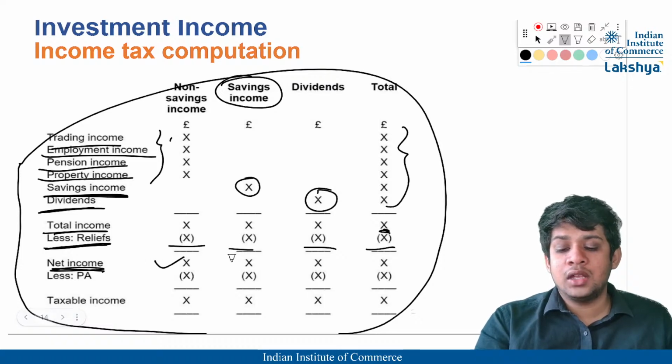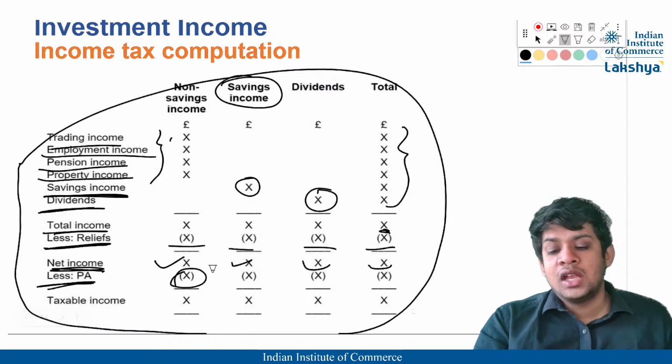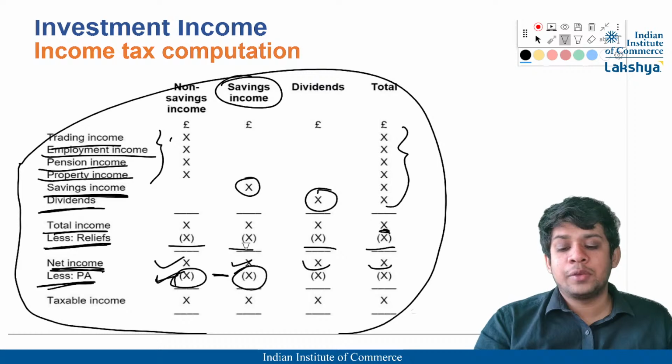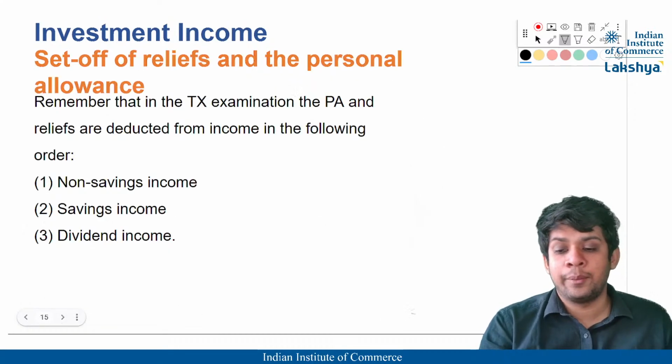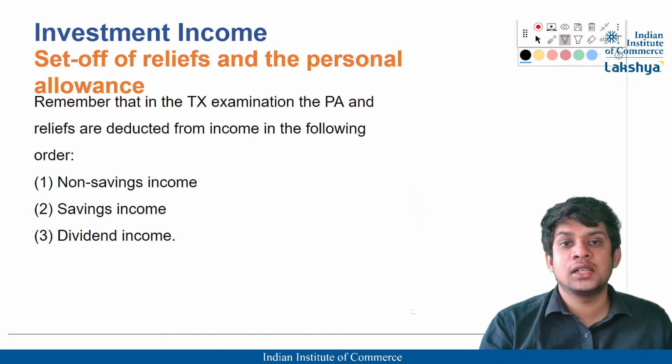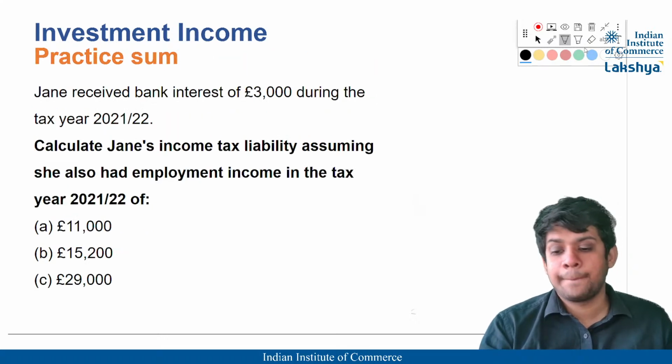Net income will thus be the remainder of the amount. From that, firstly, you will deduct the personal allowance from the non-savings income. If there is any personal allowance which is not claimed yet, even after deducting the whole non-savings income, then the personal allowance shall be deducted from here, then here, then here. Okay, and lastly, we will get our taxable income. Okay, as I told you, first the personal allowance shall be deducted from the non-savings income, then from the savings income, and lastly from the dividend income.